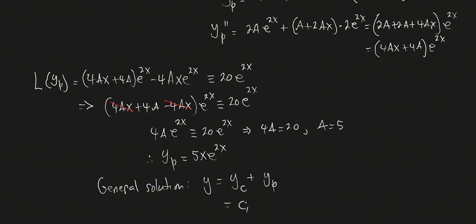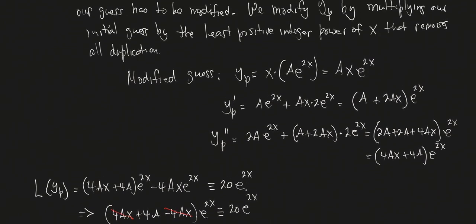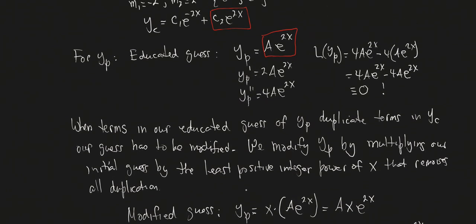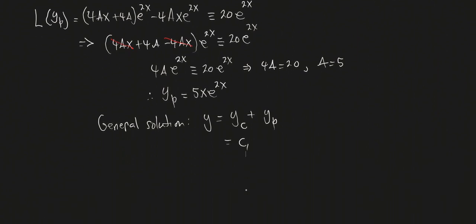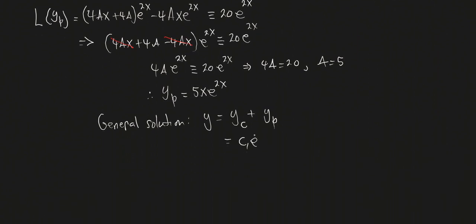Which in this case, let me just make sure that I'm using the form that I had earlier. Yep, so C1 e to the negative 2x plus C2 e to the 2x plus 5x e to the 2x, right? So you always want to look out for this issue now of, do I have duplicate terms? So now you know the potential for this problem to occur.